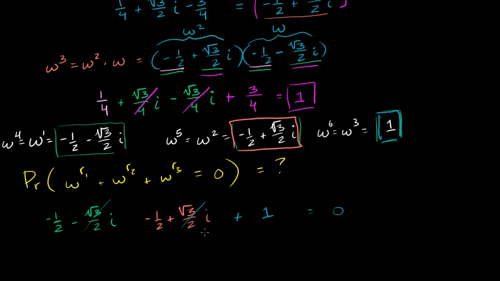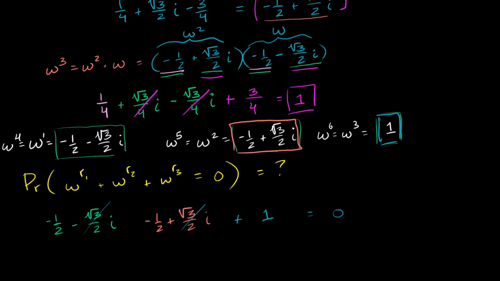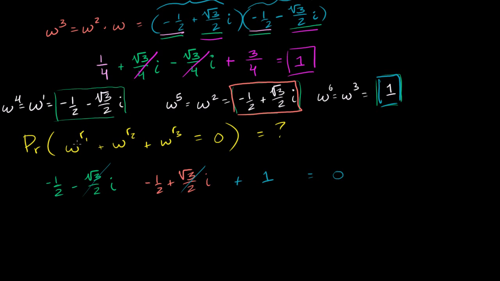So essentially, what it's asking us is, what's the probability that I get each of these powers of omega, one each? Or another way of thinking about this: R1 could be, if we get omega here, which is the same thing as omega to the fourth power, so R1 could be 1 or 4.